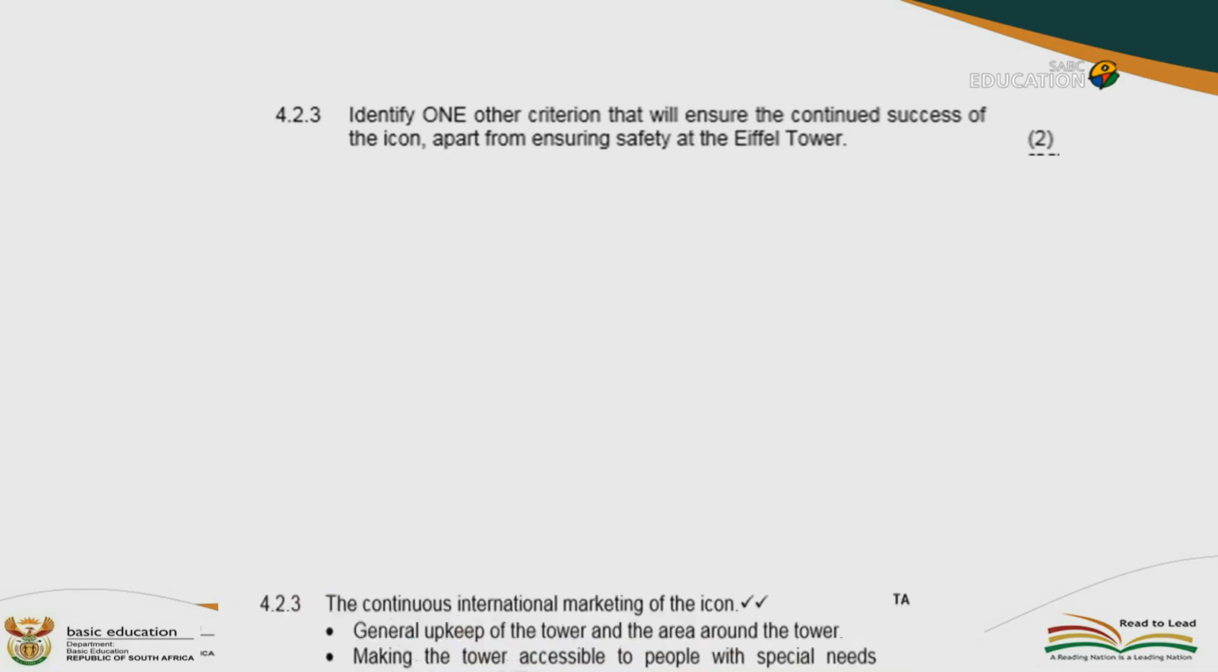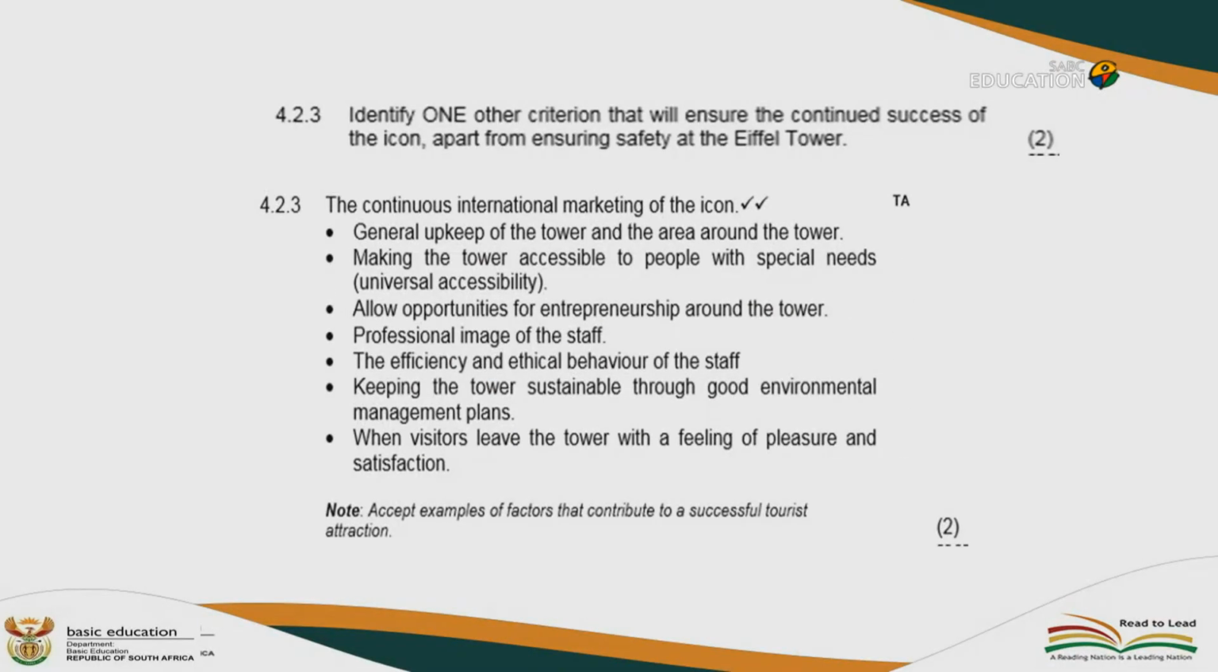So you had to identify one. They said continuous general international marketing of the attraction, general upkeep, making the tower accessible to people with special needs, allow opportunities for entrepreneurship around the tower, professional image of the staff, efficiency and ethical behavior of the staff, keeping the tower sustainable through good environmental management plans. When visitors leave the tower, they leave with a feeling of pleasure and satisfaction.